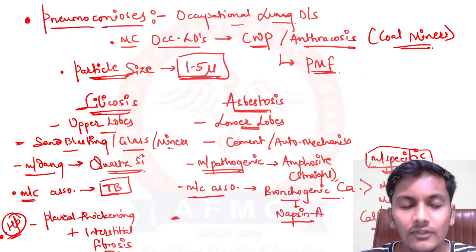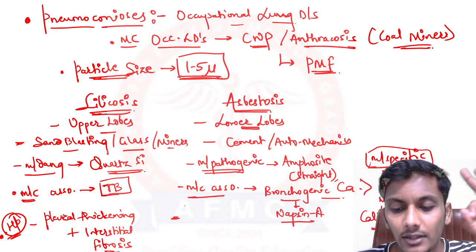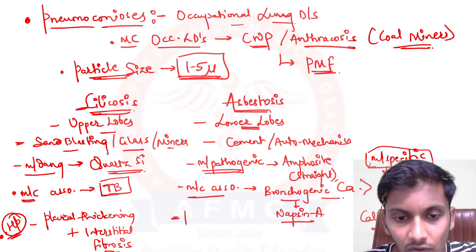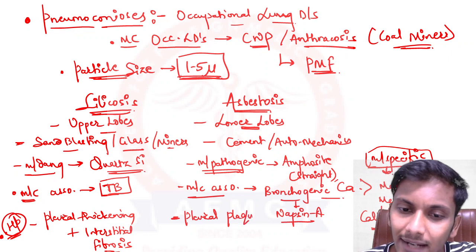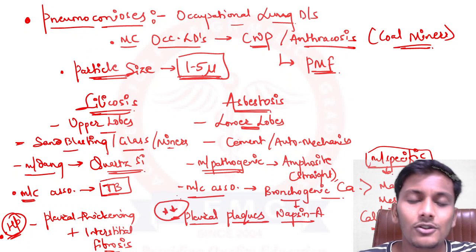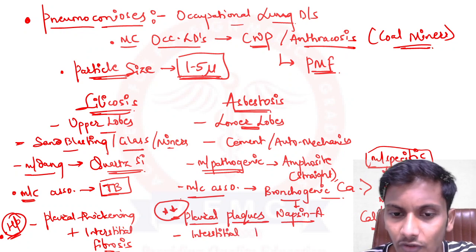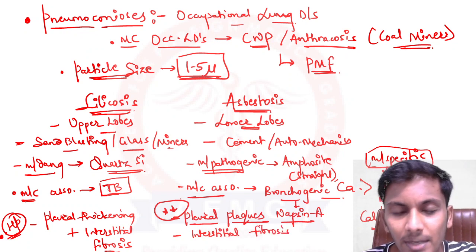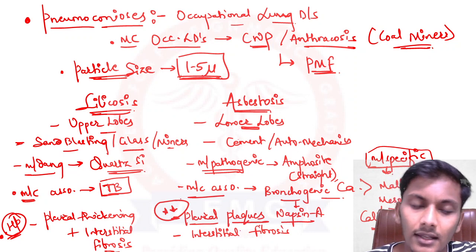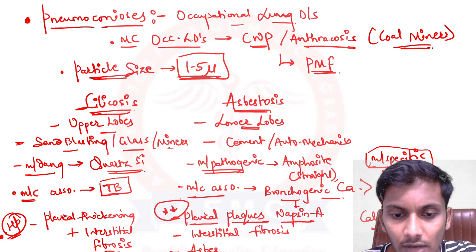Whereas in cases of asbestosis, what are the histopathological findings seen? Please remember three important histopathological findings. First are your pleural plaques, and as we have already discussed, pleural plaques are the most characteristic histopathological feature of asbestosis. The next is interstitial fibrosis. As I have already told, pneumoconioses are all RLDs, and most RLDs have interstitial fibrosis. And the last one, and the most important one rather, is your asbestos bodies.